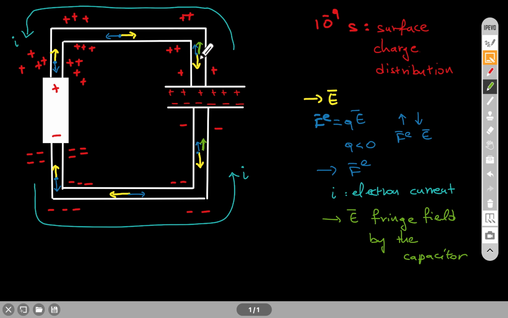Now, the electric field from the surface charges points down, and the fringe field from the capacitor points up. Eventually, you have enough charges in the capacitor that they create a fringe field large enough to cancel out the electric field from the surface charges, and eventually you end up getting no net electric field in the wire. And if you don't have an electric field inside the wire, that means that there is no longer a current.